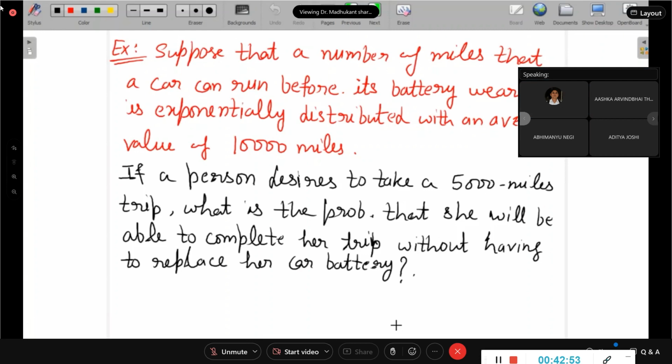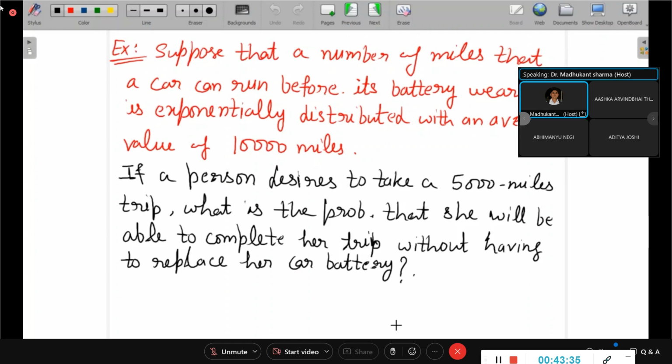Okay, so it's straightforward. It is giving you that the number of miles that a car can run before its battery wears out is exponentially distributed with an average value of 10,000 miles. So the battery will function exponentially, or you can say the amount of time until the battery is functional is exponentially distributed. In terms of thousands of miles, it is 10,000 miles, and that is the average value of the exponentially distributed variable.